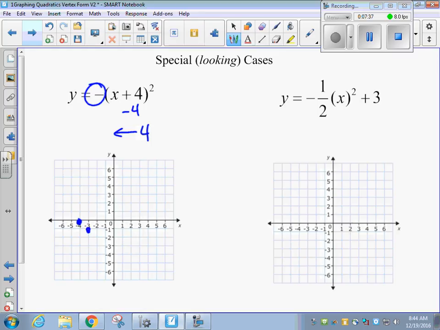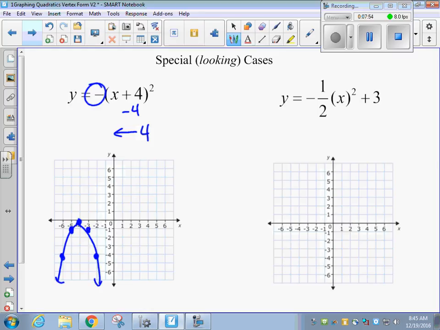We go back to our vertex. From our vertex, we go out 2. 2 squared is 4, and 4 times a negative gives us a negative 4. So we're going to go out 2, down 1, 2, 3, 4. Now we can sketch in our curvy U.